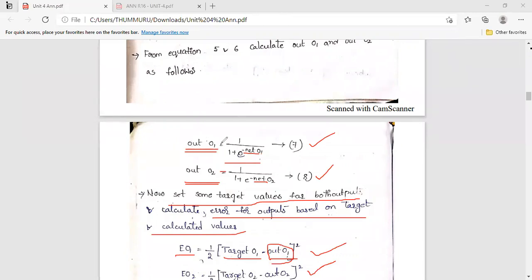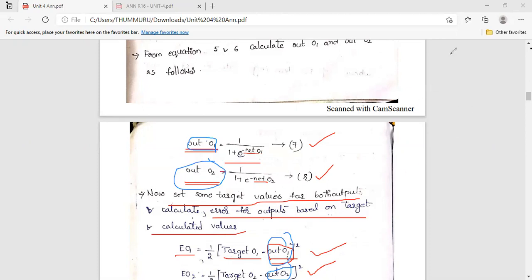This is output of O1. This is output of O1. And this is output of O2. And this is output of O2. Error rate equal to 1 by 2 into target output minus output of O1 whole square. Error rate at the place of output 2 equal to 1 by 2 into target of O2 minus output of O2 whole square. Then, after calculating these two values, we are going to calculate the total error rate of the network.